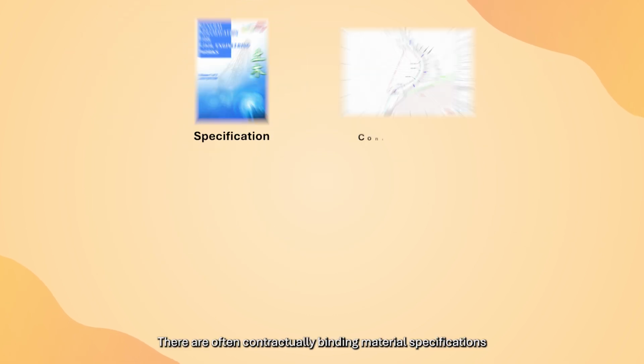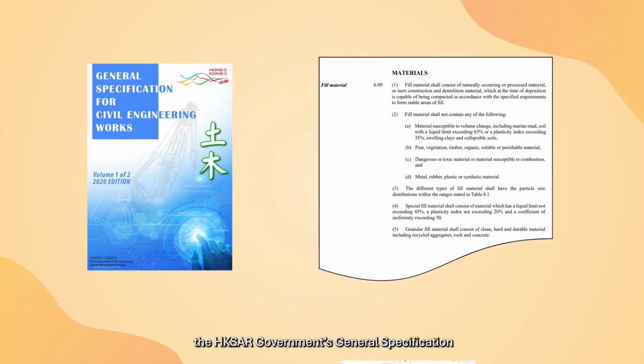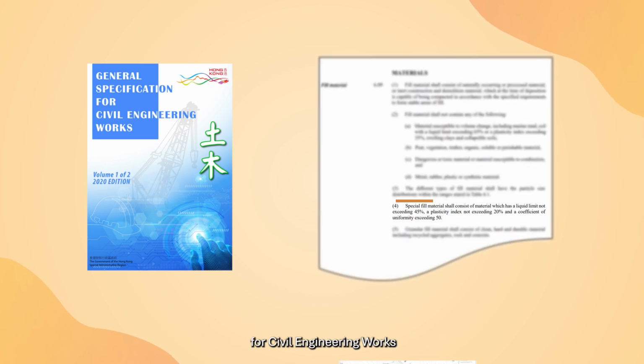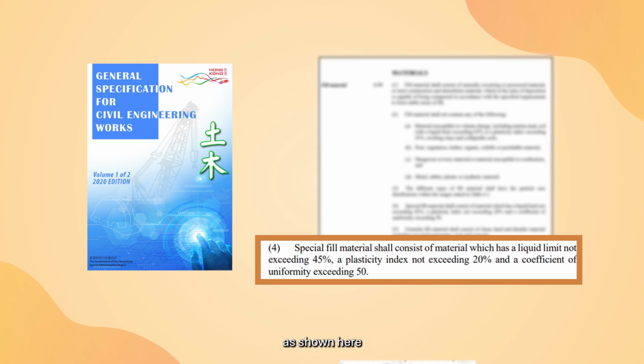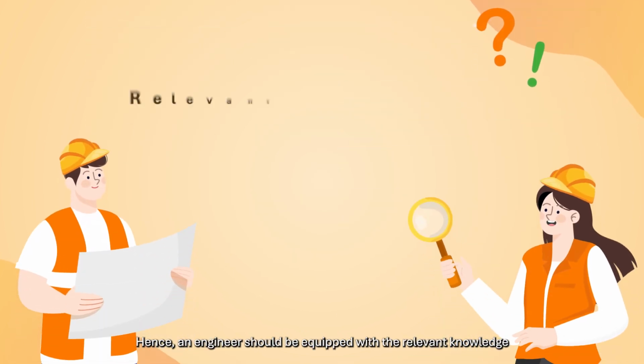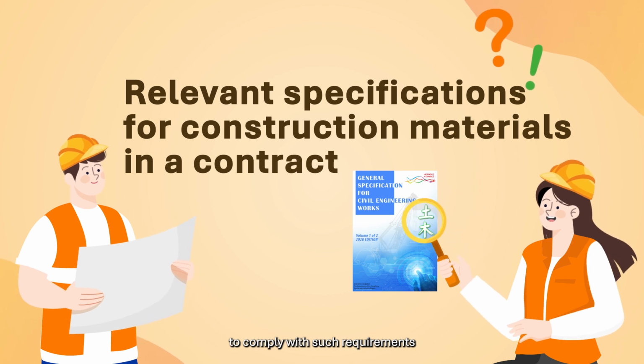There are often contractually binding material specifications that put boundaries on the Atterberg limits. For example, the HKSAR government's General Specification for Civil Engineering Works contains requirements on the liquid limit and plasticity index for special fill as shown here. Hence, an engineer should be equipped with the relevant knowledge to comply with such requirements.